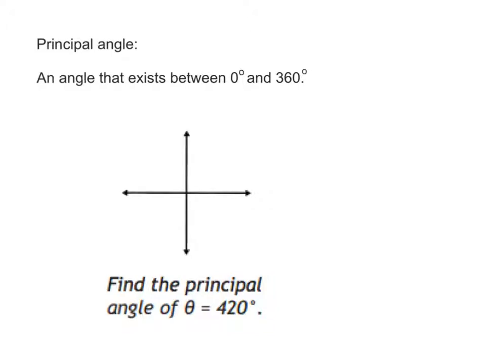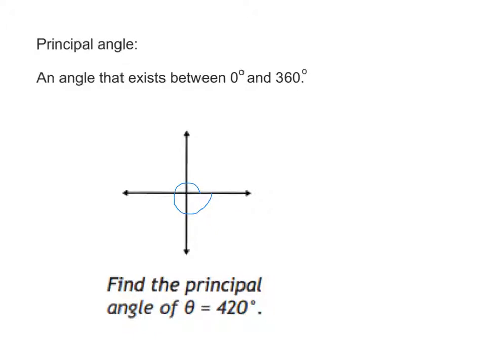Oh, and here's that principal angle that we skipped. An angle that exists between 0 and 360 degrees. Find the principal angle of 420 degrees. We already know where 420 degrees is, right? Because we just talked about it. That's why I put this one last. It's all the way around.